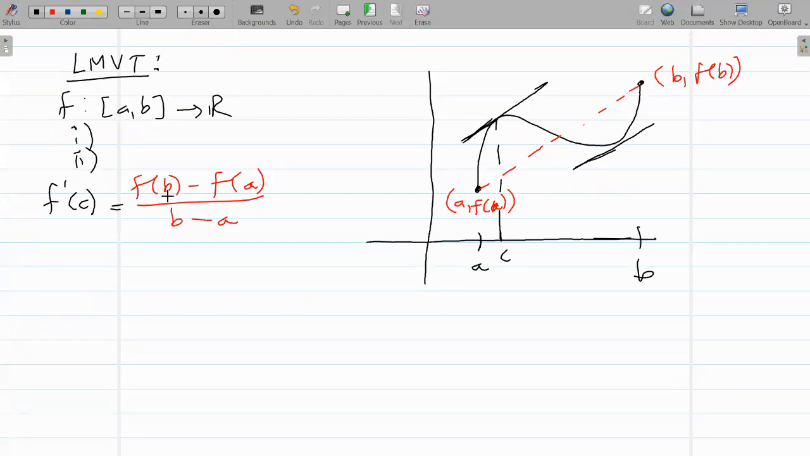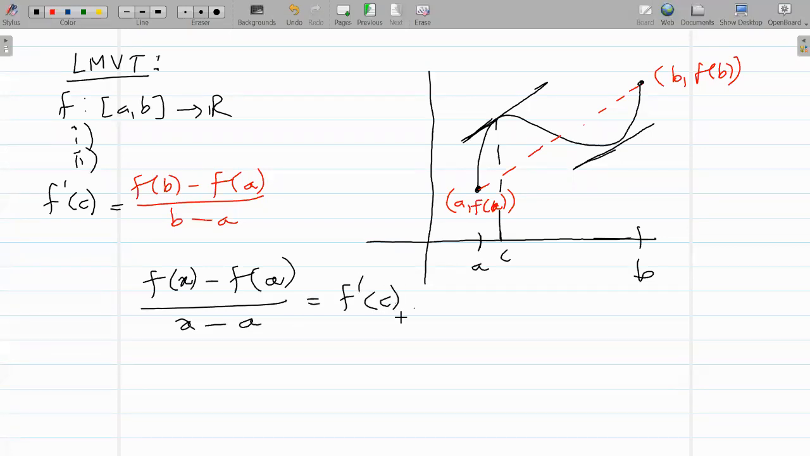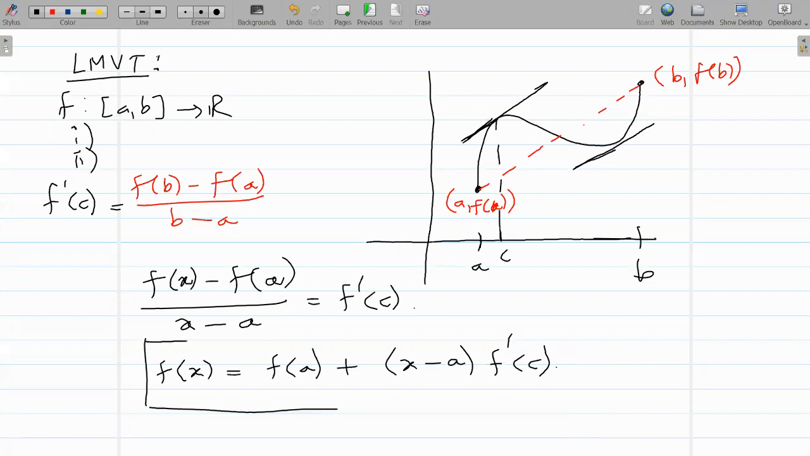So suppose my b is x. Okay, I am just denoting the end point as x. Then what I can write is f(x) minus f(a) upon x minus a is f dash at c. That means I can write f of x as, so f of a I can take it to this side, plus x minus a times f dash c. All right. This is your beginning of Taylor's theorem.